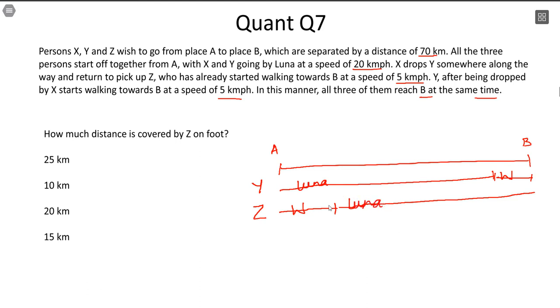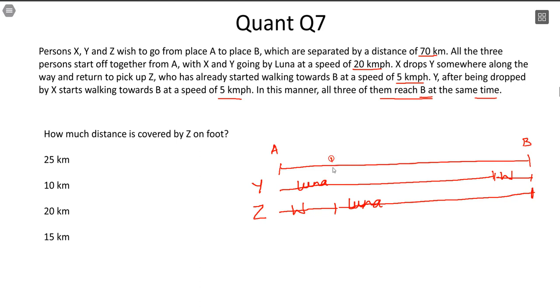The first inference that I want you to make is, if Y and Z, according to the question, all 3 of them reach B at the same time, can I infer that the length of the journey that they spent walking and they spent on Luna has to be identical? Because this portion speed of 20, this portion speed of 20, this portion speed of 5, this portion speed of 5, if both these journeys are taking equal amount of time, can I say the split between 20 km per hour and 5 km per hour has to be equal?